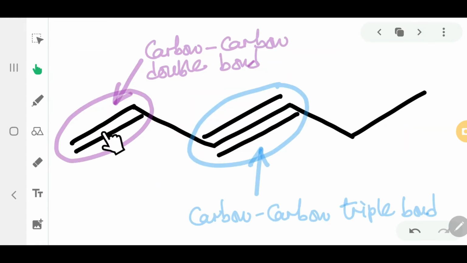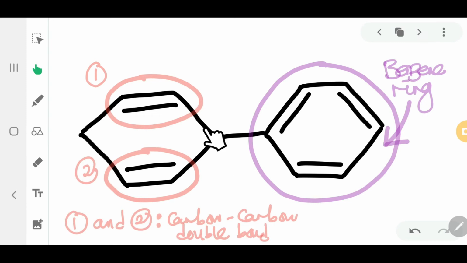This is the carbon-carbon double bond. So you have to circle it, and then you have to identify that is the carbon-carbon double bond. And this is the carbon-carbon triple bond. That and that one, number 1 and number 2, those are also carbon-carbon double bond. But when you have it in this form, these over here are not carbon-carbon double bond.